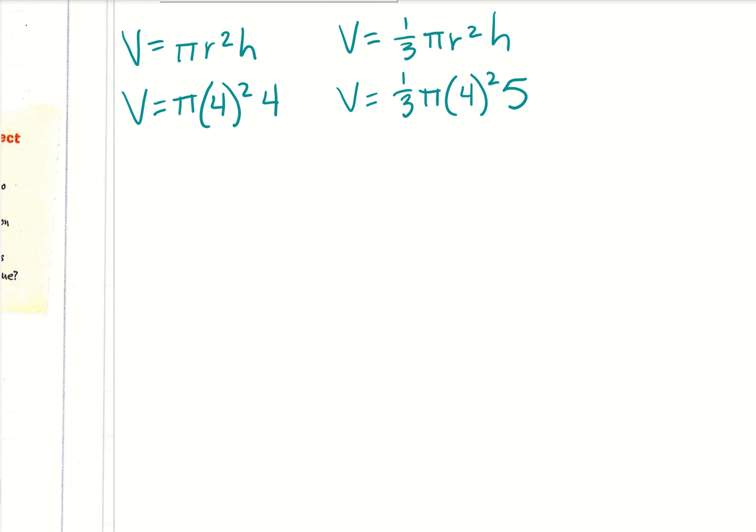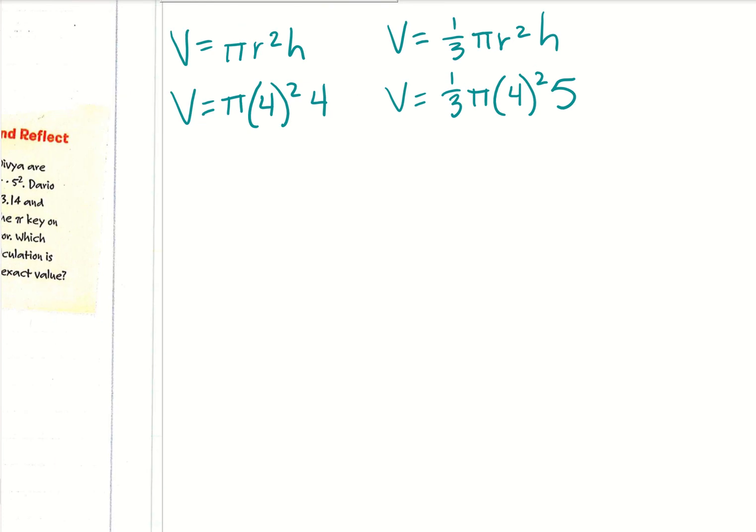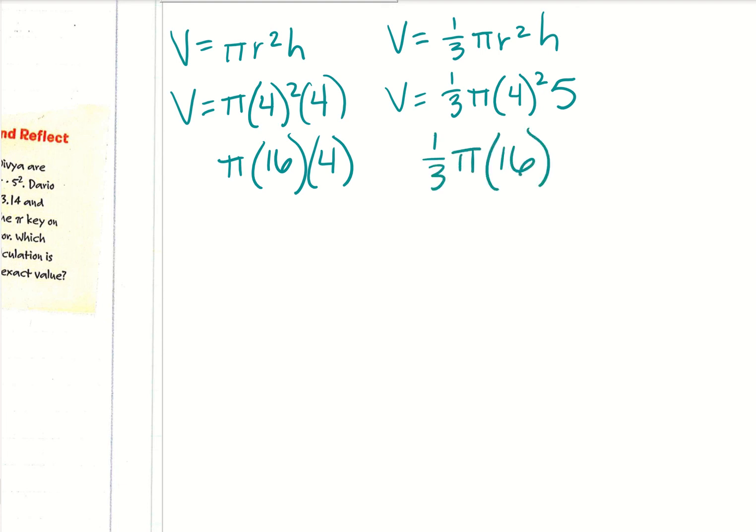All right. So now, just like we did yesterday, we're going to go ahead and simplify these and then add them together to find our total volume. So here we have pi times 16 times 4. And for the cone, we have 1/3 pi times 16 times 5. Then I'm going to simplify a little bit further. 16 times 4 should give us 64. And then we have 16 times 5. That should give us, I believe, 80.